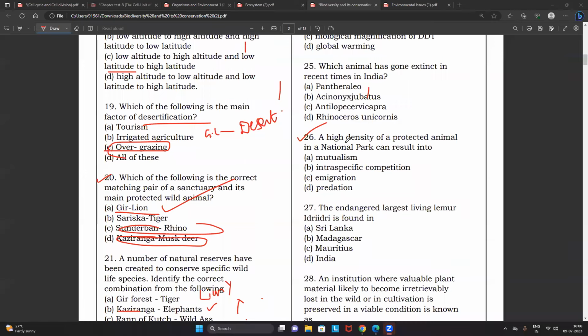The question says density means volume. Let's consider more numbers of protected animals in the national park. What happens? See, there are only two possibilities, friends. One is predation or intraspecific competition. Only these two options are there. If all the animals are large animals, predation is not possible. Then only intraspecific competition within the species. No need to get confused with that. Answer question number 27.